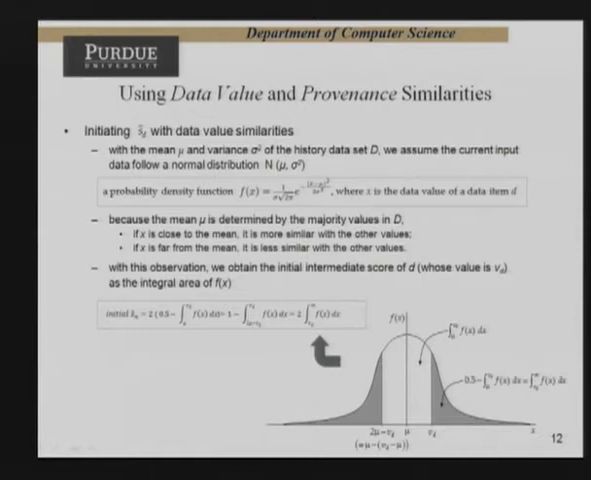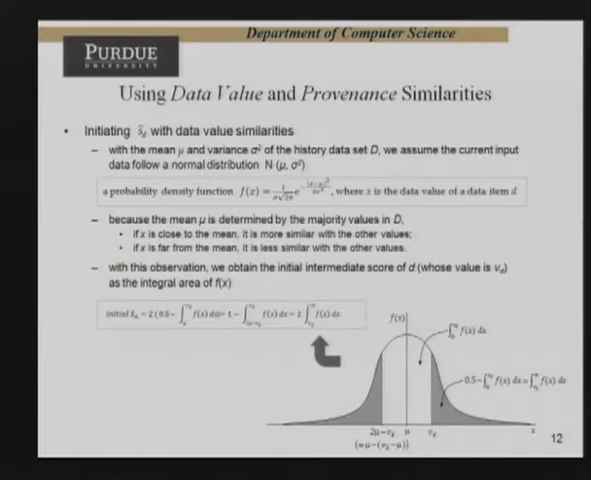As I said, about the similar data items: if a data item X is close to the mean, then it is more similar with the other values. Or if a data value X is far from the mean of the normal distribution, we can say that it is less similar with the other values.